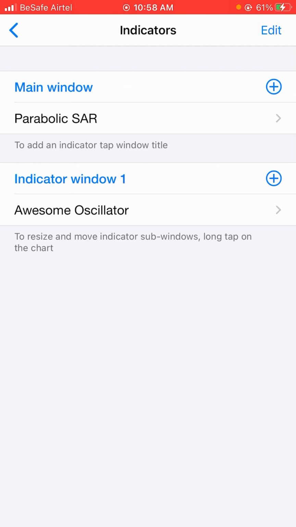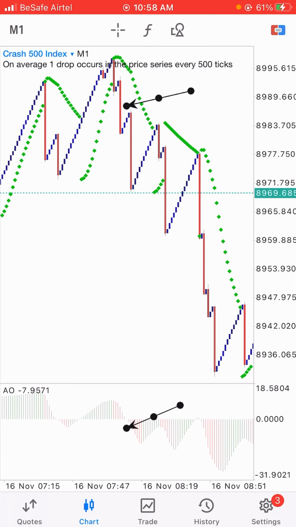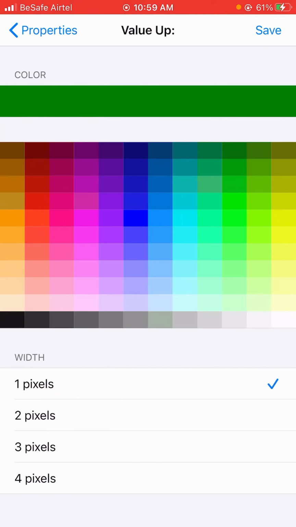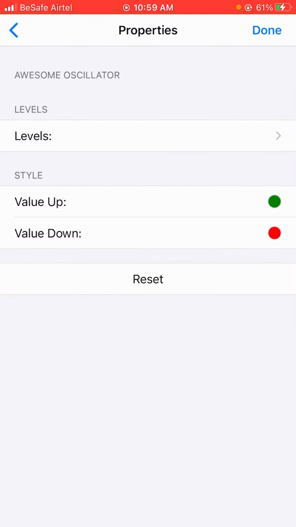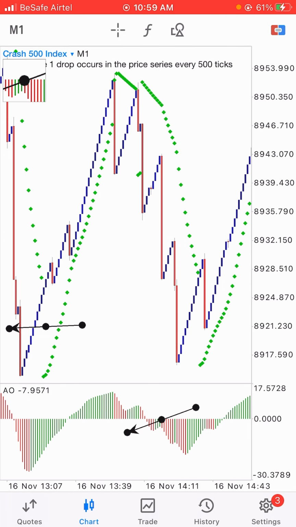Then in indicator window 1, you look for awesome oscillator. You can see it, the awesome oscillator. Just leave it on the default setting. You don't change anything. Then just click done. You'll see everything will appear on your chart. Oh, wait a minute. I will change my pixel right now, and also I'll change this. Okay, I've done that. This is very simple. I want you to practice, and practice.